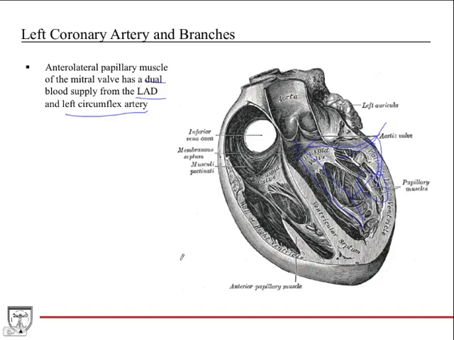And this is clinically important because there are two papillary muscles for the mitral valve. There's the anterolateral, and then there's the posterior medial here in the back. The posterior medial actually only has one artery that supplies it, and it's usually the posterior descending artery, which we'll talk about in a few slides here.